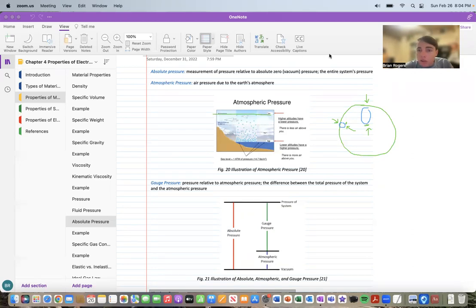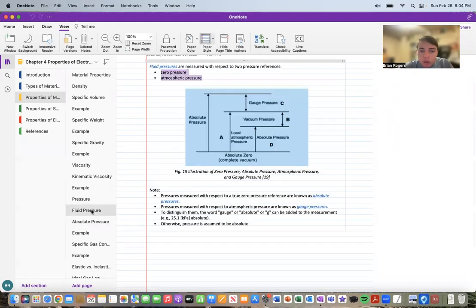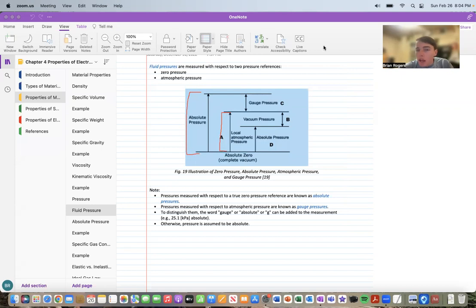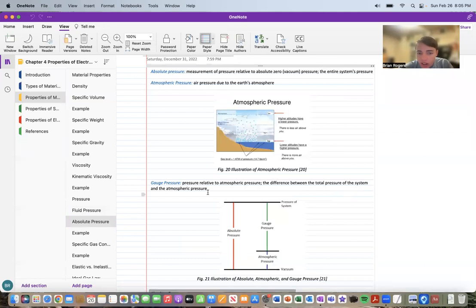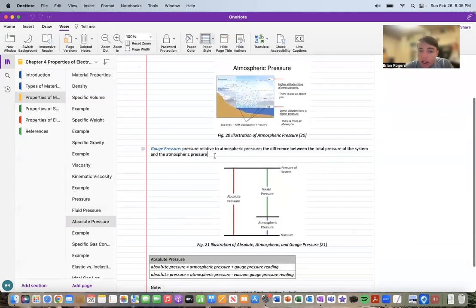So notice from our diagram before that absolute pressure, versus the atmospheric, is the entire pressure of the system. Notice it's the entire pressure right here, where atmospheric is only a part of that total. So absolute takes the total sum of the pressure. Now gauge pressure is pressure relative to the atmospheric pressure. So it's the difference between the absolute and the atmospheric.